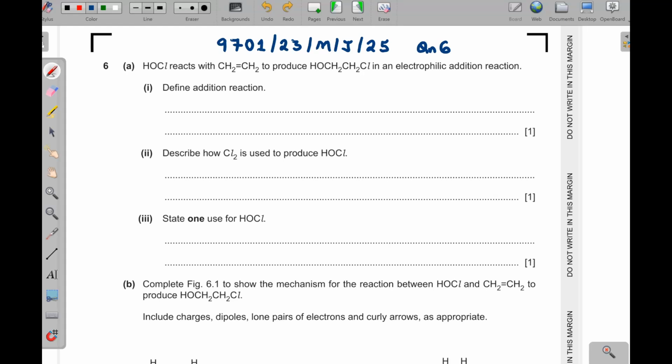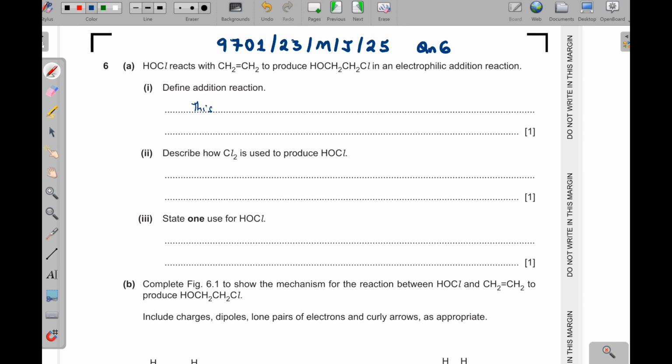Question 6, Part A. Hypochlorous acid reacts with ethene to produce chloroethanol in an electrophilic addition reaction. Define addition reaction. In an addition reaction, two or more reactants react to give only one product.